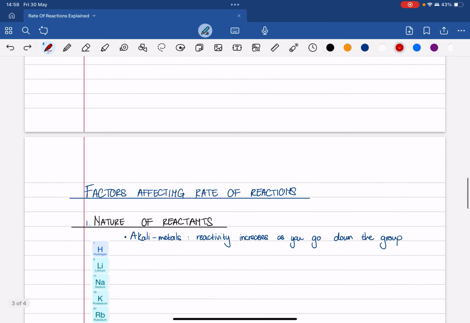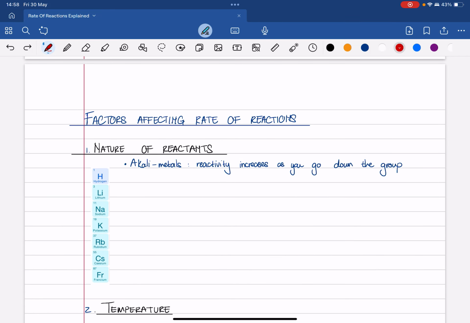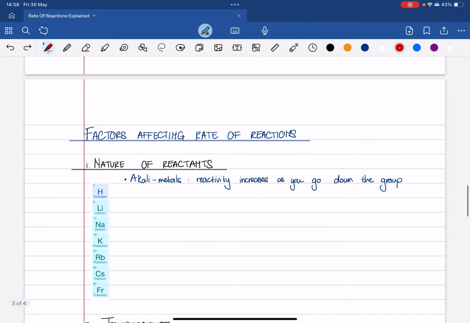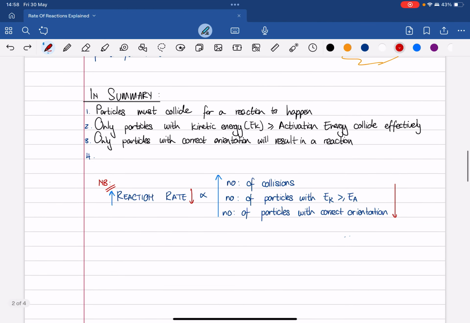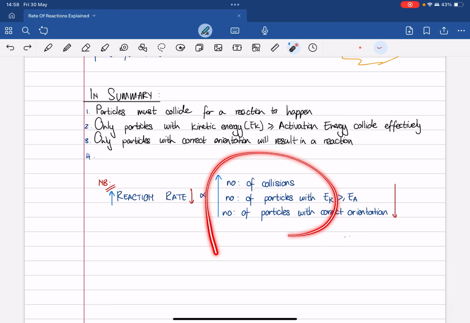Given this, now we can talk about the factors that affect the rate of a reaction. And what you will notice is that what all these factors do is either one or all of this. So it will either increase the number of collisions, or it will increase the number of particles with kinetic energy greater or equal to the activation energy, or it will increase the number of particles with the correct orientation, or it will increase all three at the same time, because we want to have a faster reaction rate.